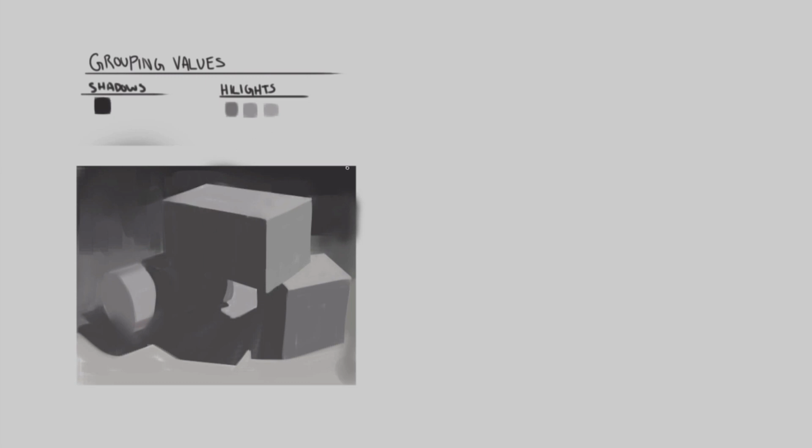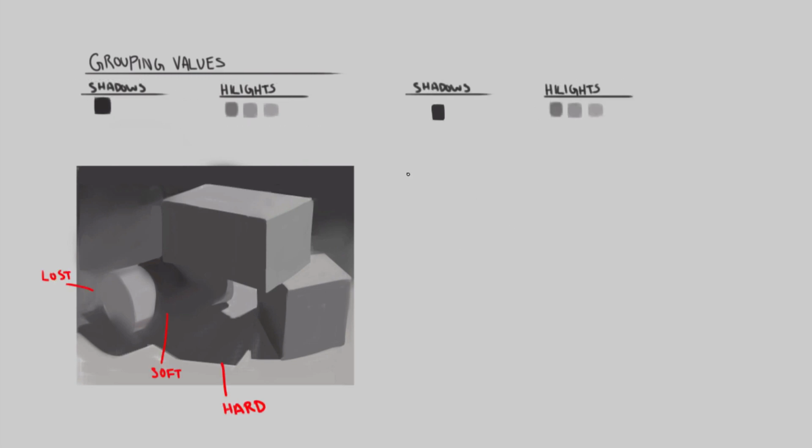I introduced a second shadow value to demonstrate the occlusion shadows that are occurring between the junctions of the primitives and the primitives and the ground plane. And last but not least, we'll do a second set of primitives.